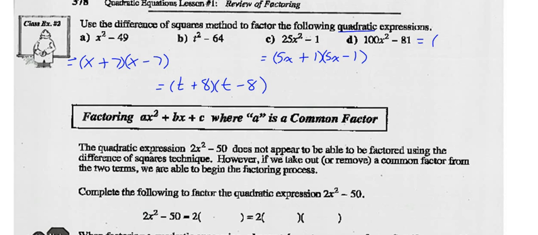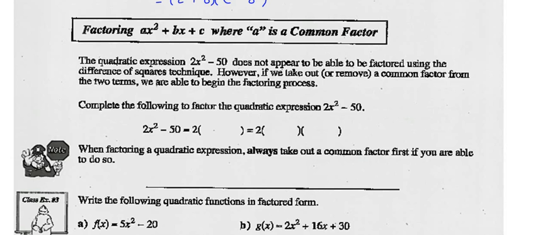Part D, make your two sets of brackets. Square root of 100x squared is 10x. Put that in the front of each bracket. Square root of 81 is 9. Put that in the back of each bracket. Make one positive, make one negative, and you factored a difference of squares.